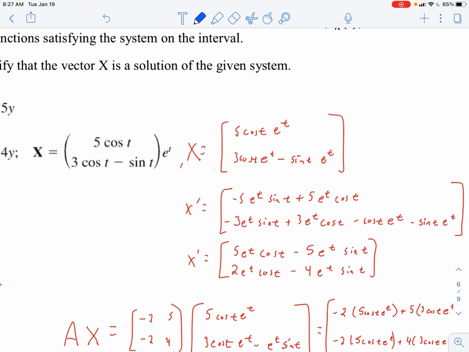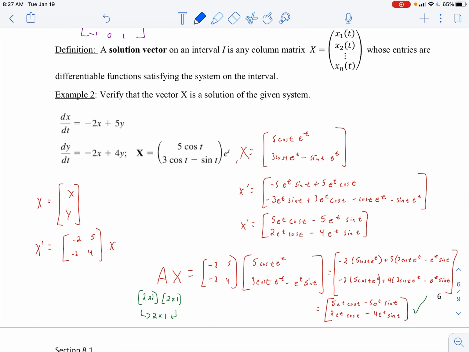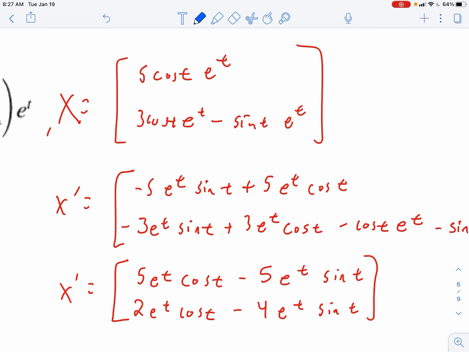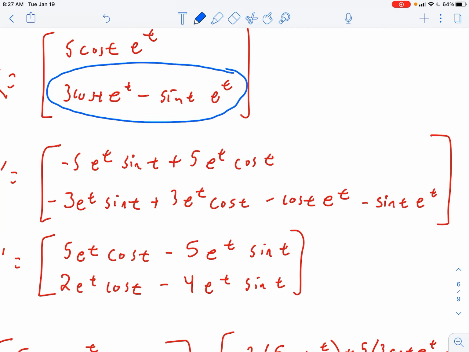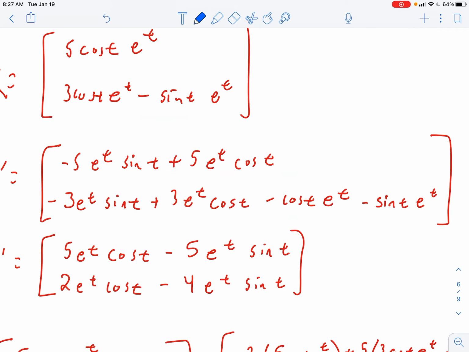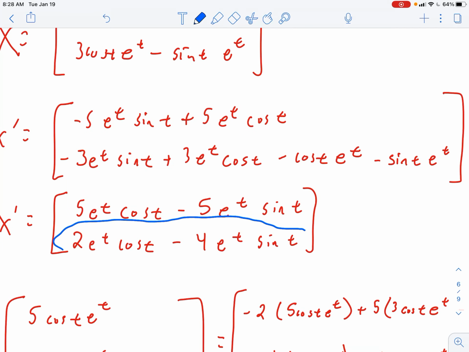Then, because this is a solution to the differential equation, we're going to take the derivative of X. So we start with X prime. I take the derivative of 5 cosine t times e to the t. That's going to be a product rule. So we get -5e to the t sine t plus 5e to the t cosine t. And then we take the derivative of the second element, which is going to be -3e to the t sine t plus 3e to the t cosine t minus cosine t e to the t minus sine t e to the t. I'm going to clean that up. The last element, we're just going to get 2e to the t cosine t minus 4e to the t sine t.